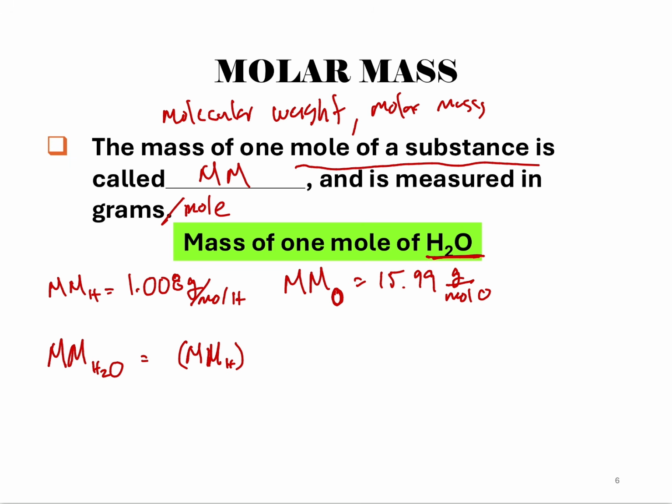However, there are 2 hydrogen atoms, so we have 2 times the molar mass of hydrogen plus the molar mass of oxygen, because we only have 1 oxygen atom, right? So this subscript comes into play as we multiply that molar mass by the subscript in the molecule. And so we can plug all this in.